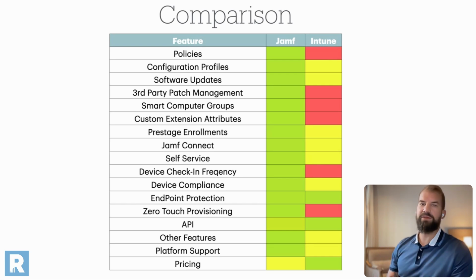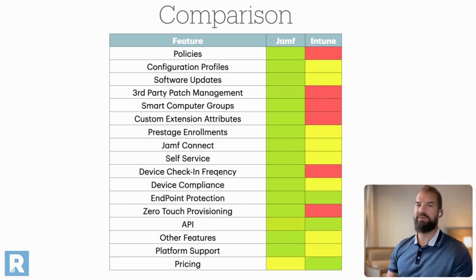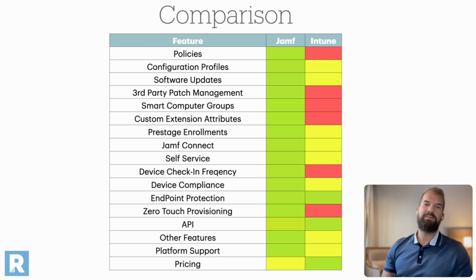Software updates I'm also giving to Jamf Pro just because of the flexibility with the API and stuff like that. But I will say Intune actually does win out on a couple things when it comes to software updates. Third-party patch management, though, Intune doesn't really even come close to Jamf. Jamf does a lot more with app installers. App installers are great. They're very powerful. Intune just doesn't have anything that compares to that.